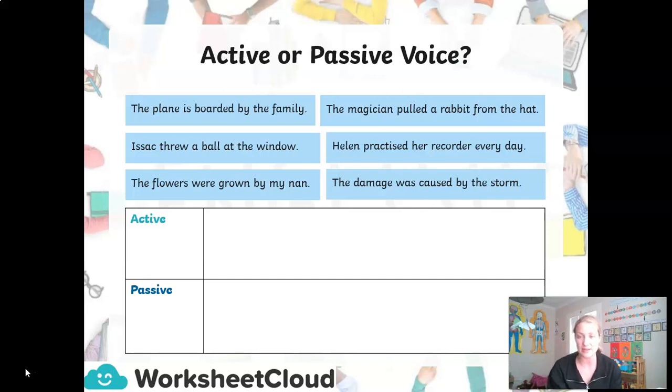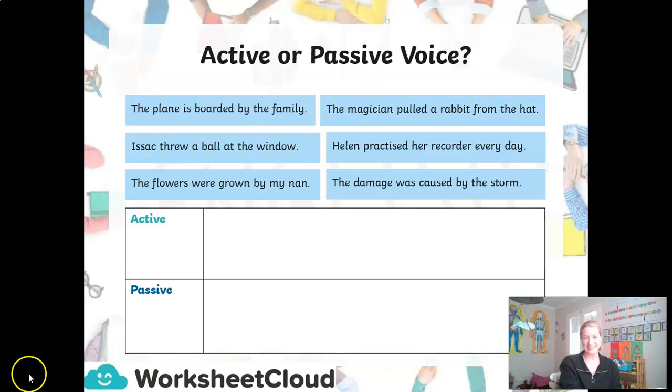So have a little look at those sentences. I'll quickly read them to you. The plane is boarded by the family. The magician pulled a rabbit from the hat. Isaac threw a ball at the window. Helen practiced her recorder every day. The flowers were grown by my nan. The damage was caused by the storm. So see where you think they should go.